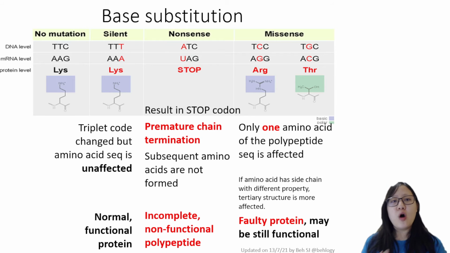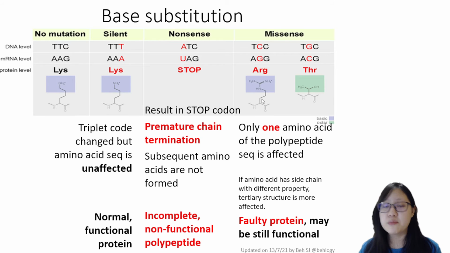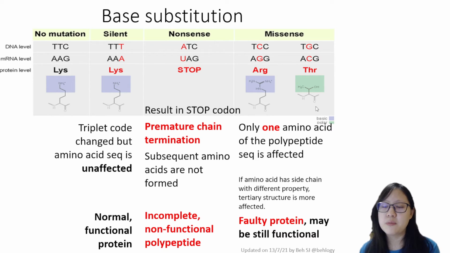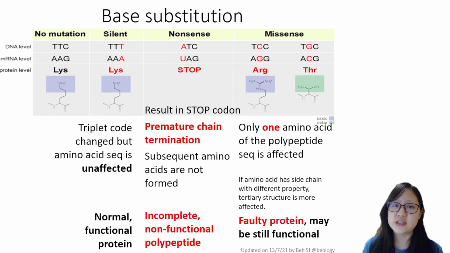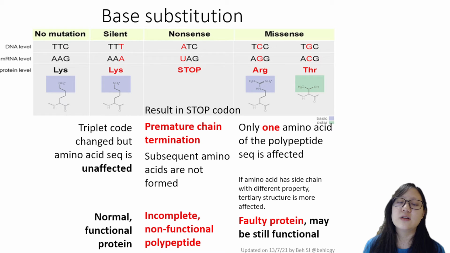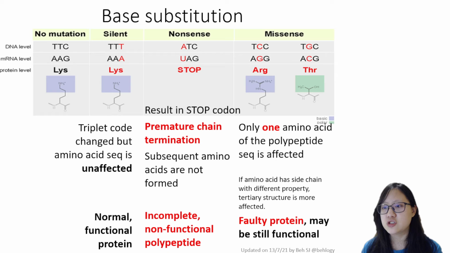It would be more likely to be functional if the resulting amino acid has the same property. There is a possibility, but if it's a different property, then it's less likely to be functional, but there is still some probability there. Now, if this is an enzyme we're talking about which is affected, and you change a very essential amino acid that is at the active site, then the faulty protein will definitely not be functional. So it really depends on which amino acid is affected as well.